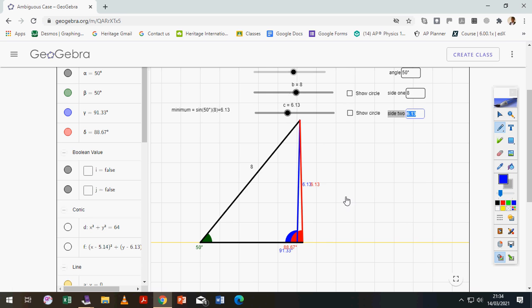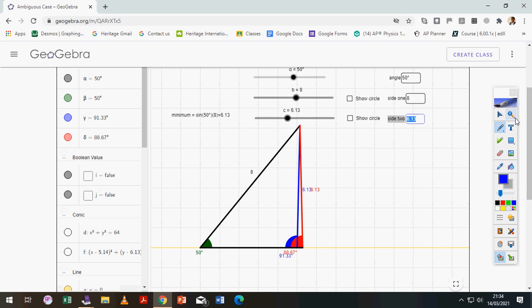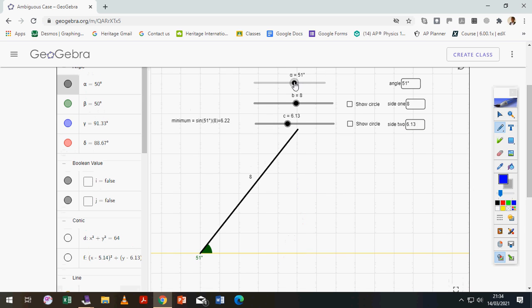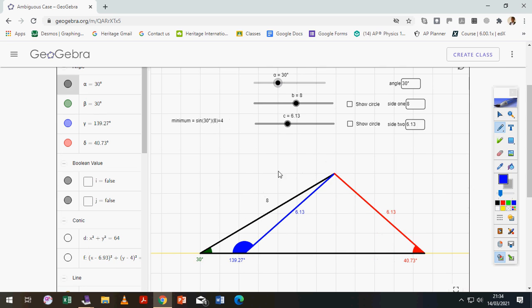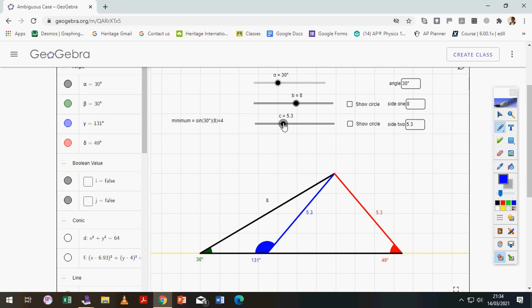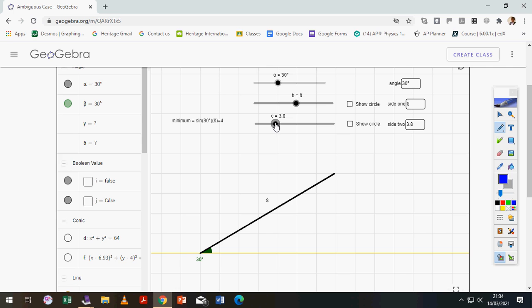And let me change this angle to 30 so you guys can see what I'm talking about much better. So that angle is 30. If that side is 8, then the height is going to be a nice 4, because sine of 30 is 0.5. So if the second side is equal to the height of the triangle, then I only have one possible triangle, which is a right angle triangle. But if that side is bigger than the height of the triangle, then I have 2 possible triangles.